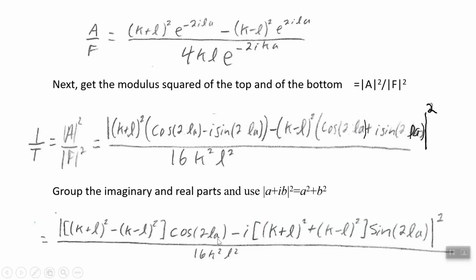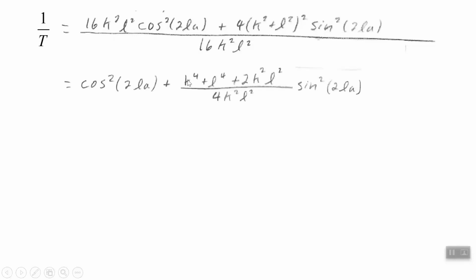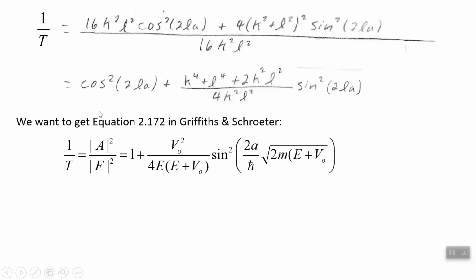And now you've got a real part and an imaginary part, and use this rule. A plus ib mod squared is a squared plus b squared. So that's the real part squared. That's the imaginary part squared. You can divide out the 16k squared l squared for the first term. Can't quite take it all out for the second term. That's helpful. We want this to look like equation 172 in Griffiths.